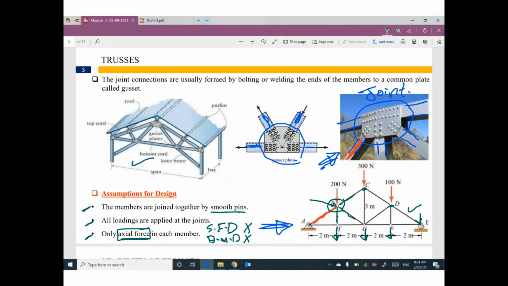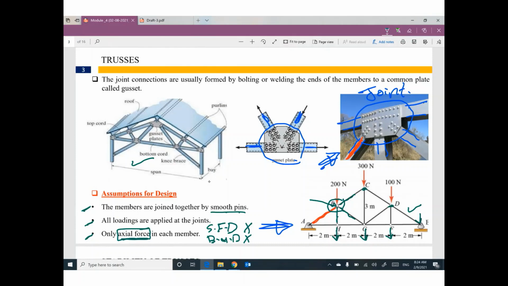We don't have a shear force diagram or bending moment. We don't have shear forces or bending moment in trusses. We have only axial forces in each member.